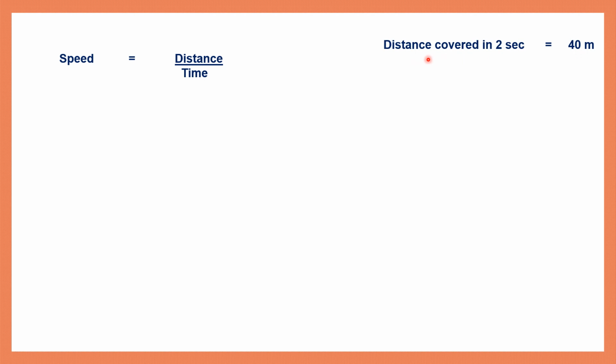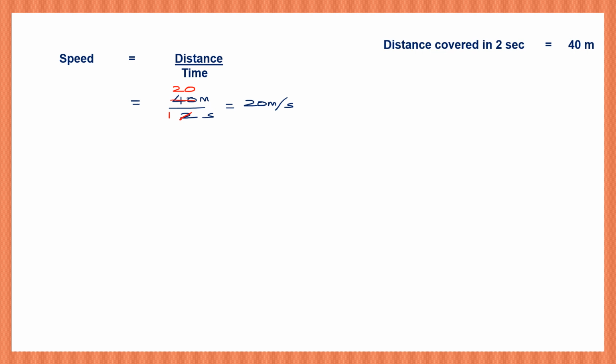This is when the train passes the pole in 2 seconds. The distance covered is 40 meters. So here let's find the speed. Speed: here it is 40 meters and the time is 2 seconds. I can cancel 2 and 40. 2 ones are 2, 2 twos are 4, so 20. And this is per second. So now our speed is 20 meters per second.